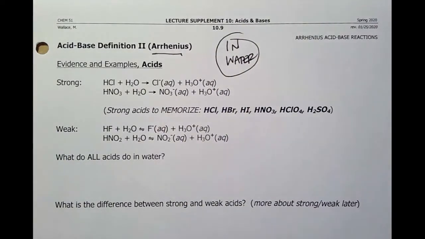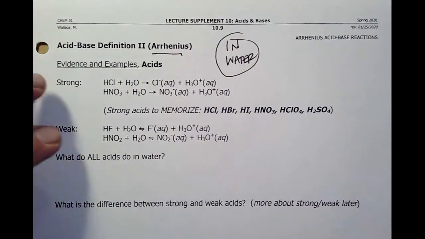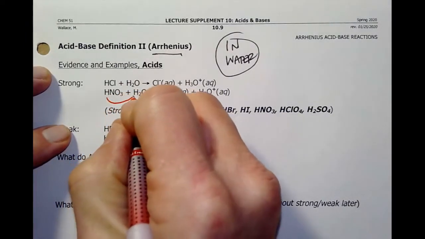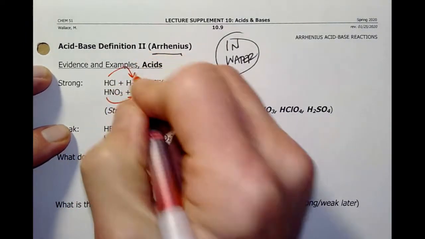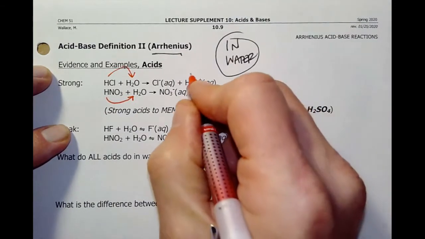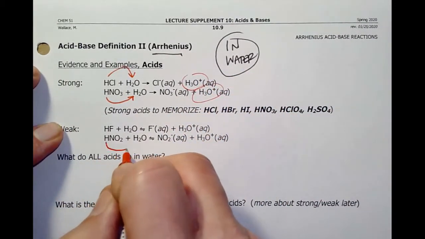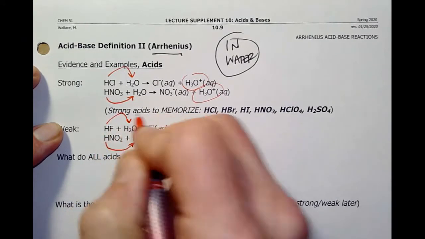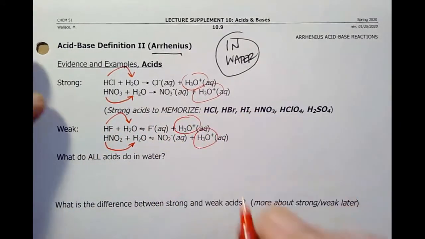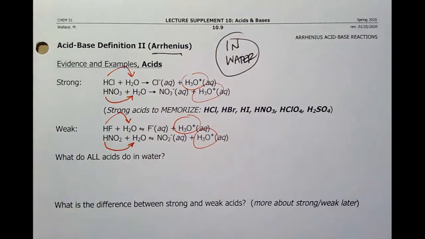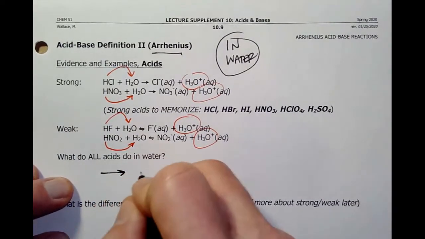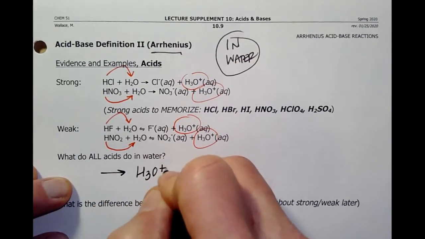Well, the strong acids donate an H plus to the water. They get that and that. Weak acids donate H plus to water. I get that and that. So all acids in water produce H3O plus.